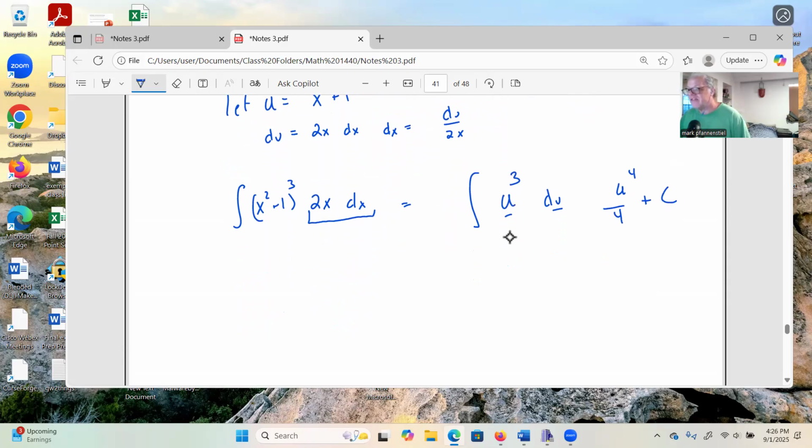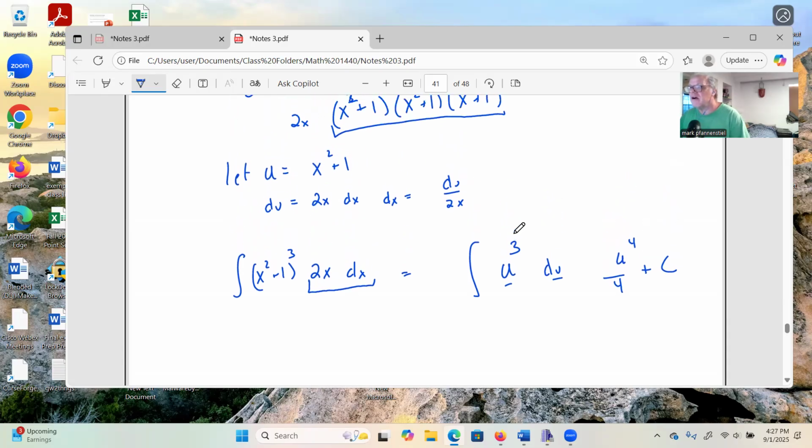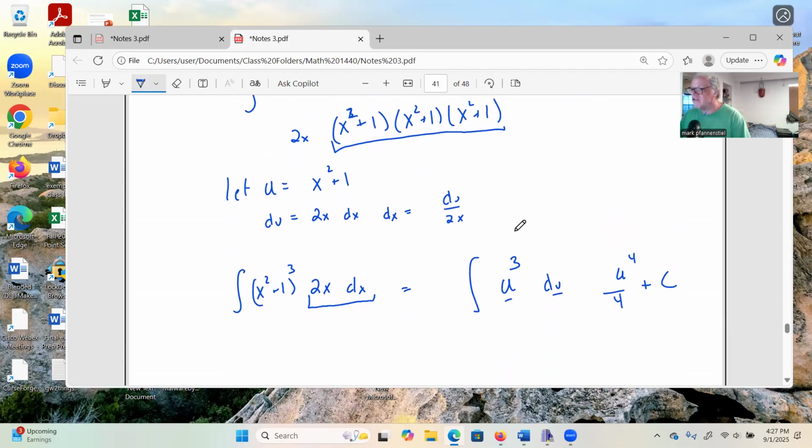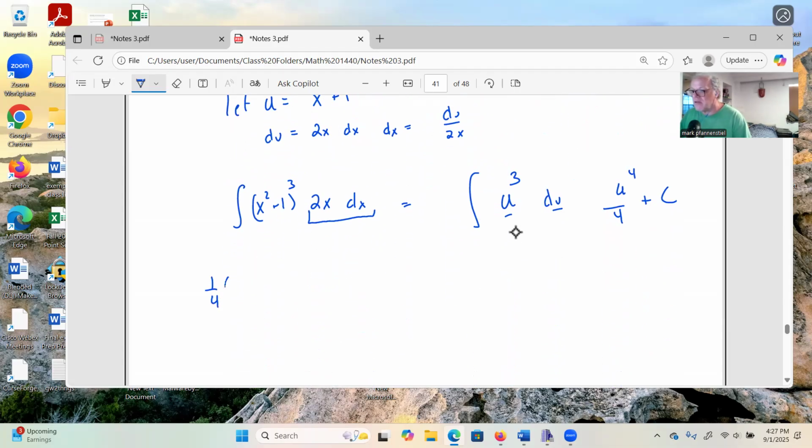But our answer is in u's, and our question was posed in x's. If somebody asked you how you're doing this morning in French, you wouldn't say fine in Spanish, you would have to respond in French. So we're going to go back to the original variable. What was my u? My u was x squared plus 1. So this is 1/4 times (x squared plus 1) raised to the 4th power plus our constant of integration. And that's going to be our answer for that. All right, so that's how U substitution tends to work.